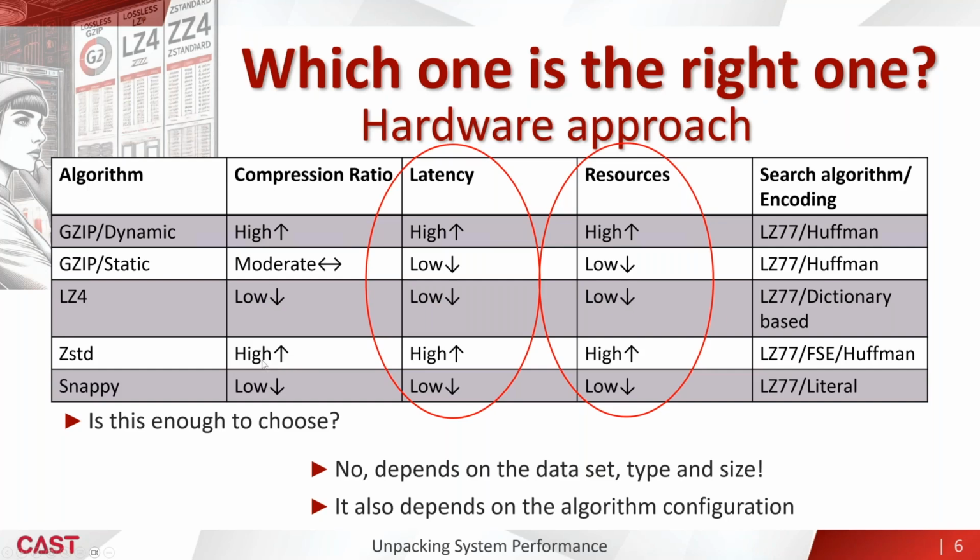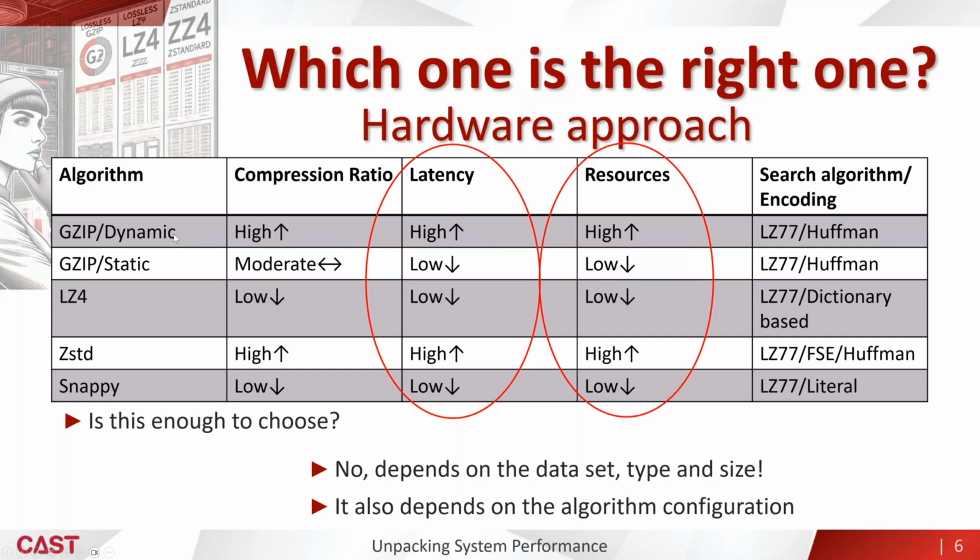Zstd will give you a higher compression ratio, but it will have a high latency, and it will require many more resources, because Zstd has more than one encoding algorithm as a second step, which by default requires more resources than the rest of them.